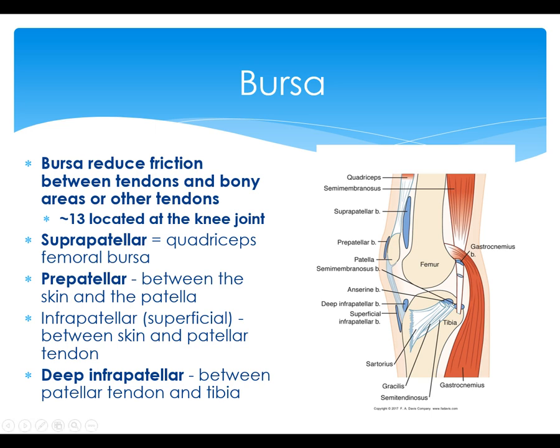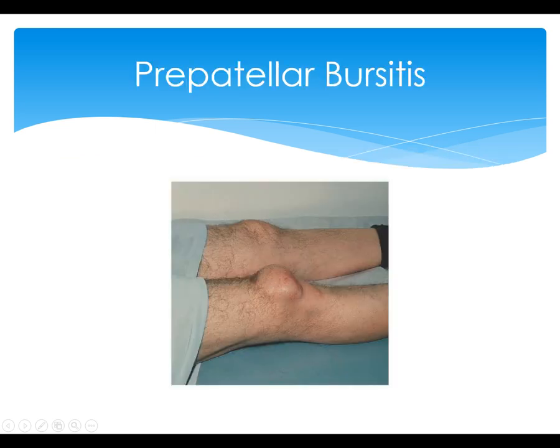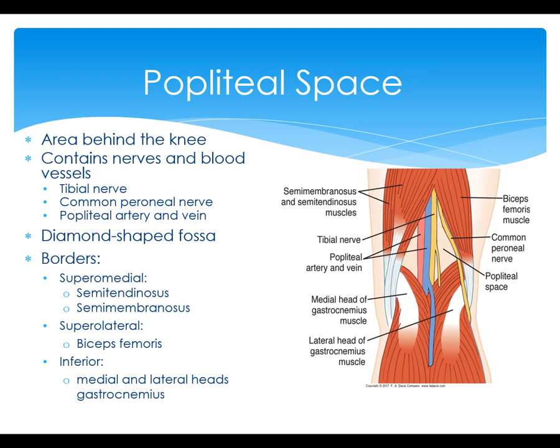All right, so if we move to the posterior side of the knee, the area behind the knee, we have what's called the popliteal space. It contains a lot of nerves and blood vessels. For example, the tibial nerve, common peroneal nerve, popliteal artery, and vein as well. It's a diamond-shaped fossa, and then you have the different borders of each of those muscle groups that you can find in the list right here.